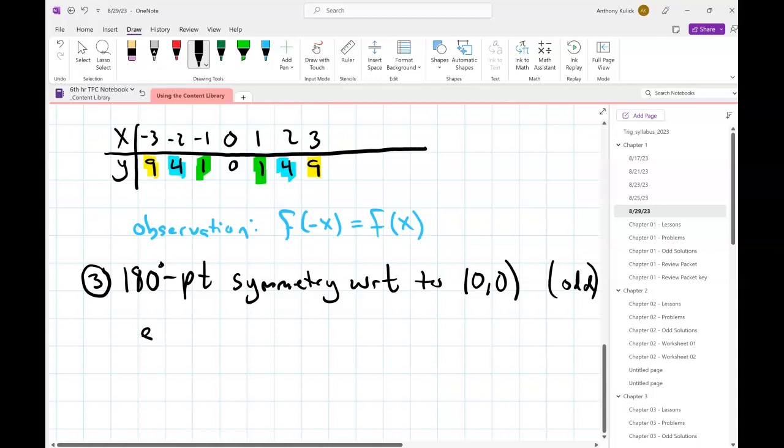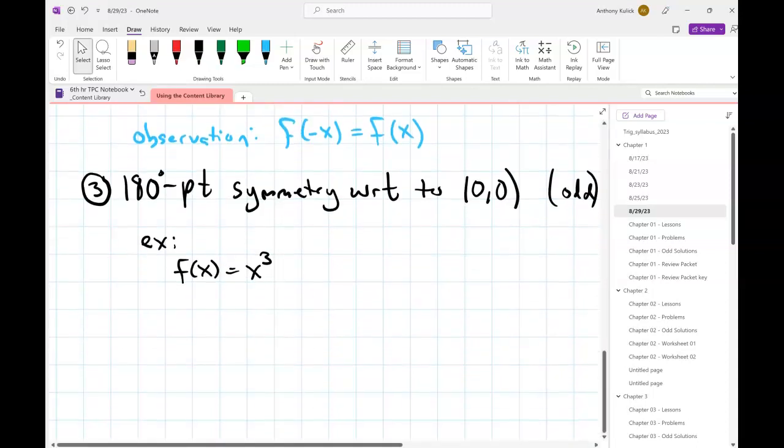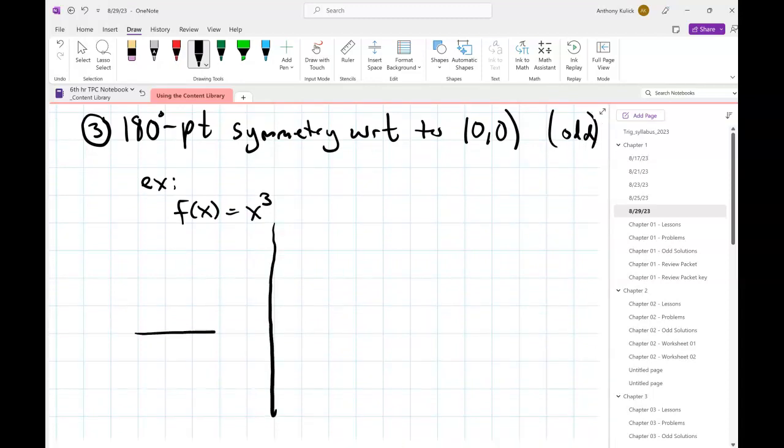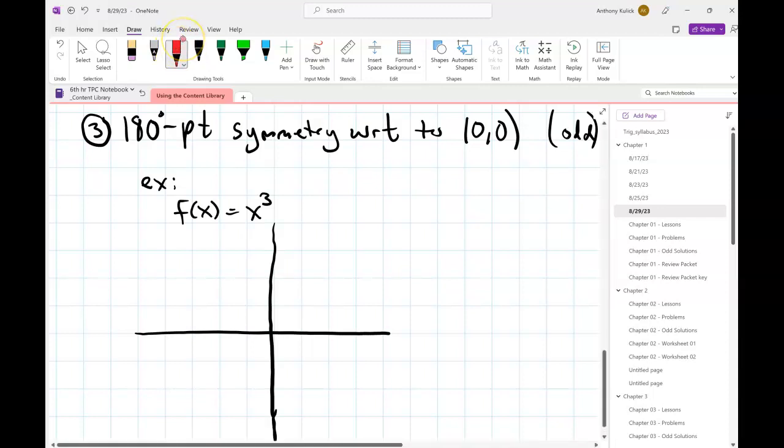All right. Again, let's go ahead and look at some examples. If I look at the equation f of x equals x cubed, this is an example of an odd function. If I went to graph this, the graph of this is going to look kind of like that.